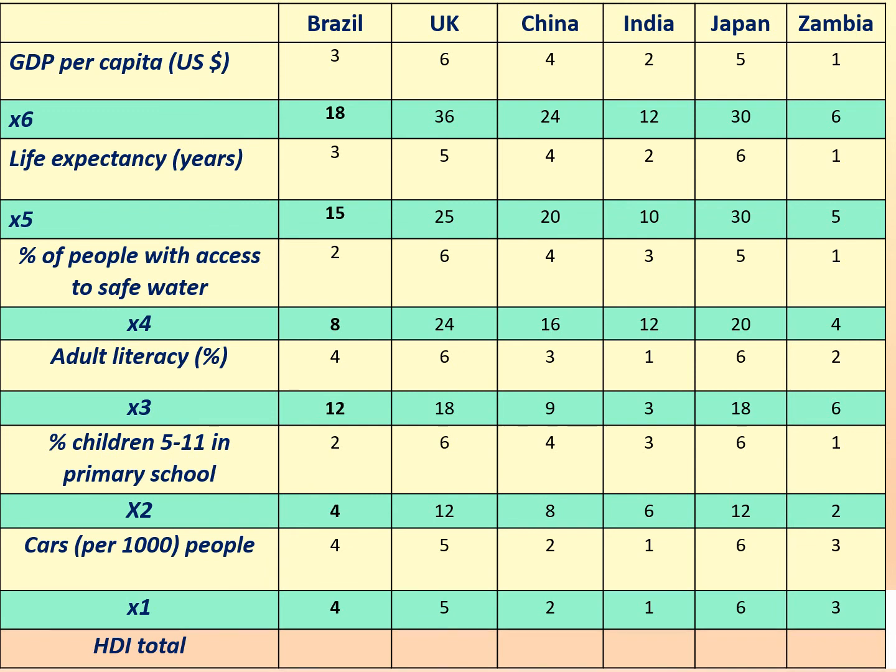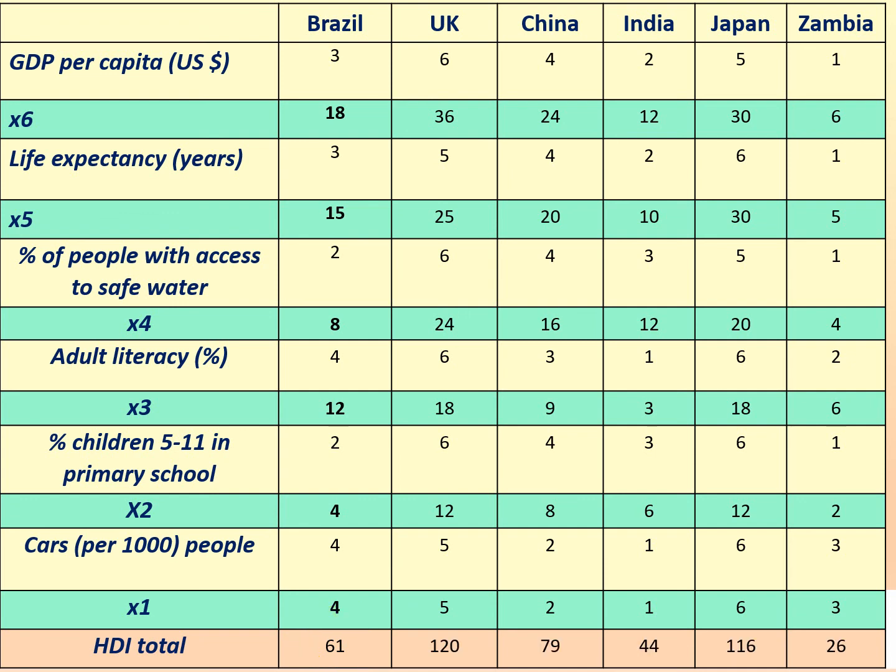The final part of the table is to work out the HDI total. To do this, you add up the multiplied rankings for each column. So for Brazil, I would add up 18, 15, 8, 12, 4 and 4. And I would get a HDI total of 61. Please now complete the table for the rest of the countries.